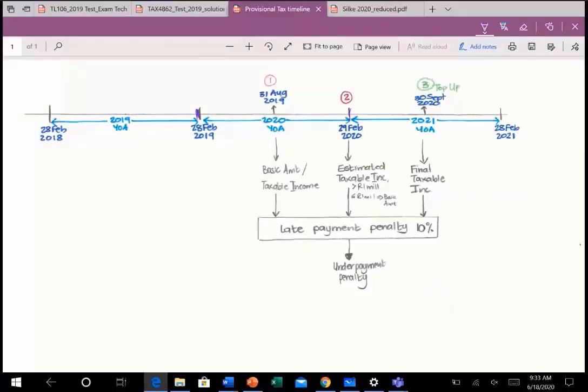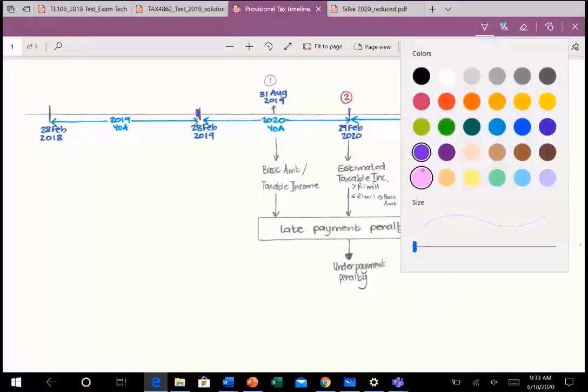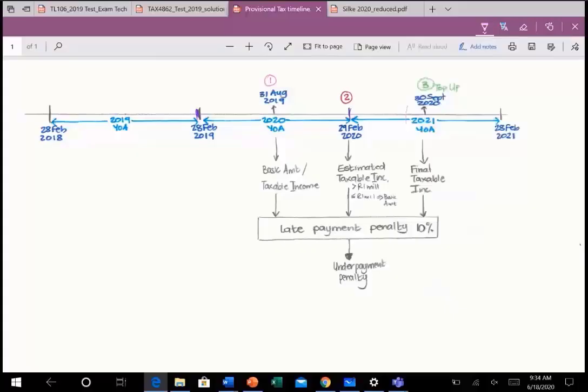But remember, with that top-up payment in September, there is a first payment for your new financial year that happens in August of your 2020 year. So just don't forget that when you're considering it as well.